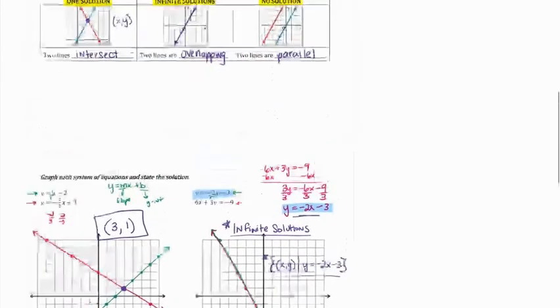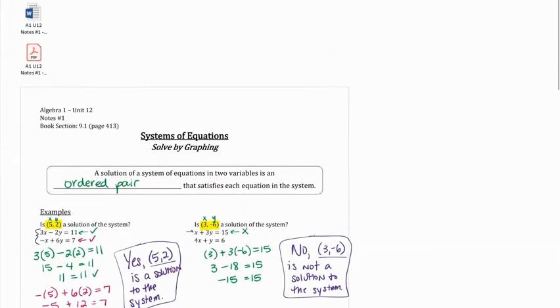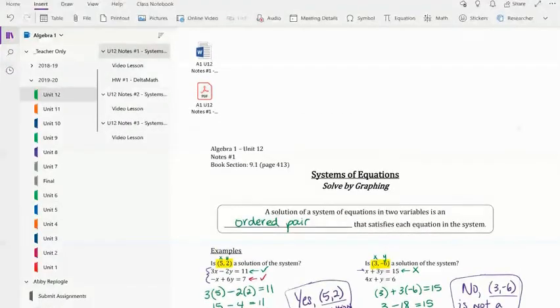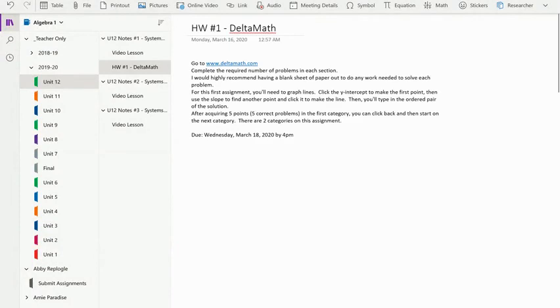Okay, all right, your first homework today is on Delta Math. There are some instructions on OneNote. So if you go to homework number 1 on Delta Math, you can click the link there if you'd like to. You should already have an account. You log in with your same information, and the assignment should be there waiting for you that you can go in and complete. There's 5 problems in each category. Just remember that once you finish a category, you need to back out and go to the next category. Getting those 5 problems, remember, means getting those 5 problems correct. So to get all the credit, you want to make sure you get 5 correct in each category.